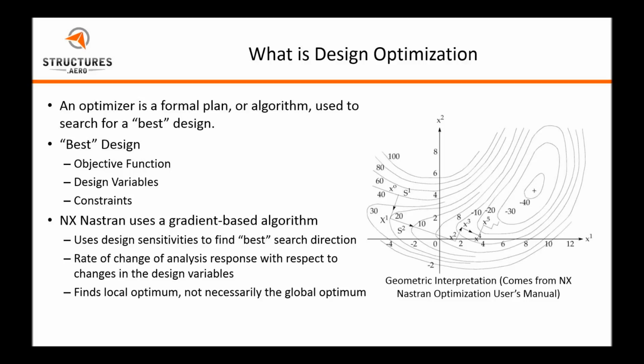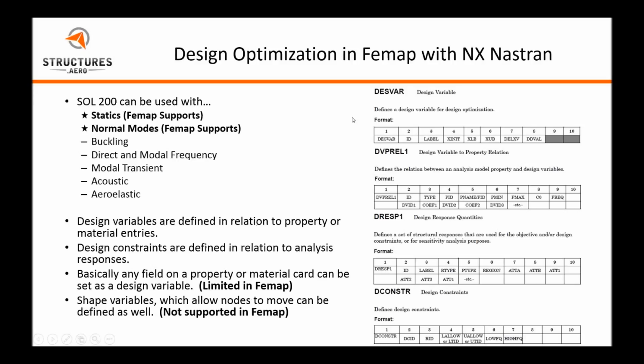This is a cartoon of a linear method. You can actually use a higher order method called sequential quadratic programming in Nastran, which I'll mention briefly. But that's basically what it's doing. It's trying to search for the best design within your design space. And it finds a local optimum, which is not necessarily the global optimum. I'll talk about that as we move forward as well.